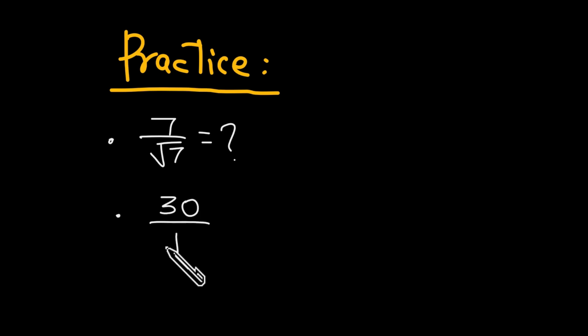And if you want to practice rationalizing the denominator, what about 7 over square root of 7 and 30 divided by square root of 5?